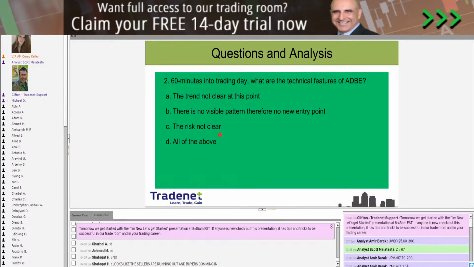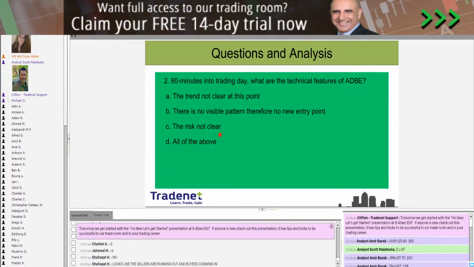And why do we need to push ourselves into new trades? First of all, we can wait with ADB. There's still plenty of time left on the table, like 5.5 hours. Lots of things can happen in 5.5 hours in a stock like Adobe. I don't know if the sellers are running out and buyers are coming in. We'll see about that later.